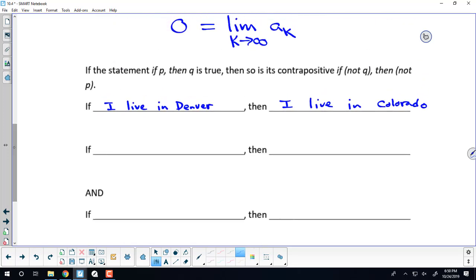But anyhow, the contrapositive, we'll write this here. The contrapositive of "if I live in Denver, then I live in Colorado" would be what? If I don't live in Colorado, then I don't live in Denver, right? If I don't live in Colorado, then I don't live in Denver.